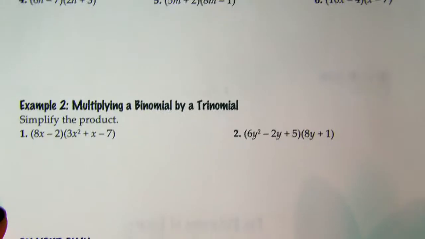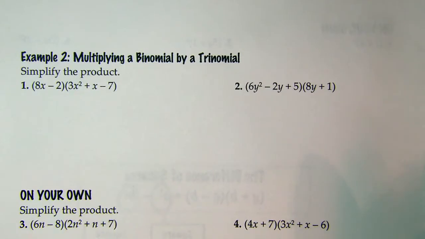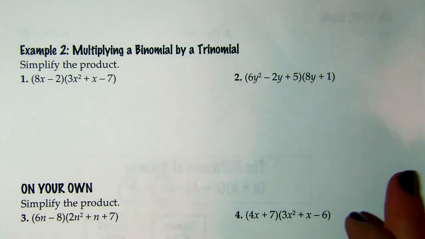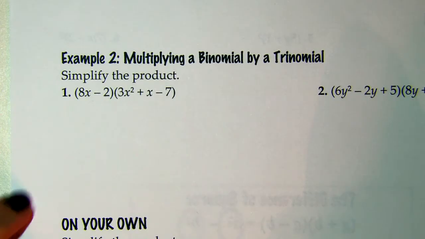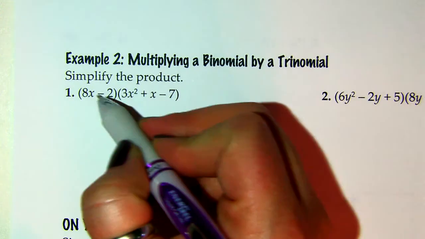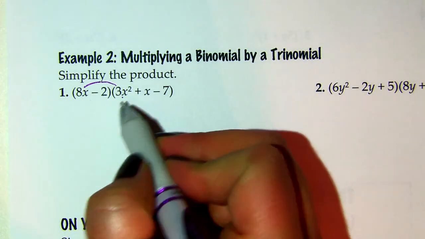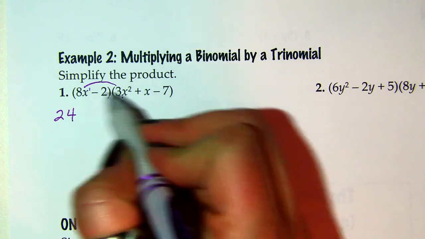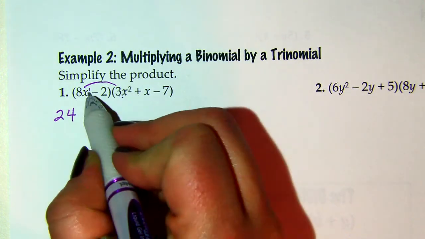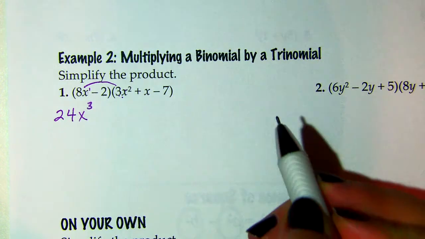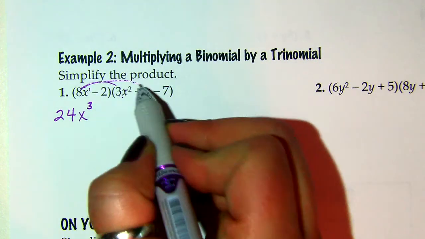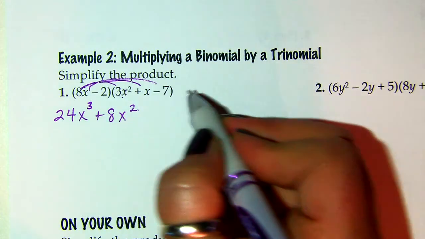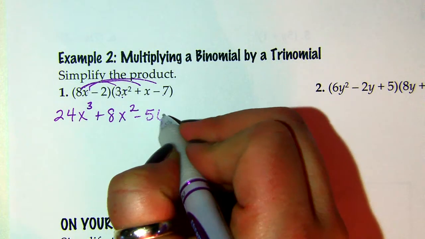Example 2, same exact thing, only now we've got a binomial, so 2 terms, times a trinomial, which is 3 terms. Same process, it's just going to take a little bit longer. So we're going to distribute the 8x first. So 8x times 3x squared. So 8 times 3 is 24. And then x to the first times x squared. Remember, you add these exponents when you're multiplying. Then 8x times x is 8x squared. And then 8x times negative 7 is negative 56x.